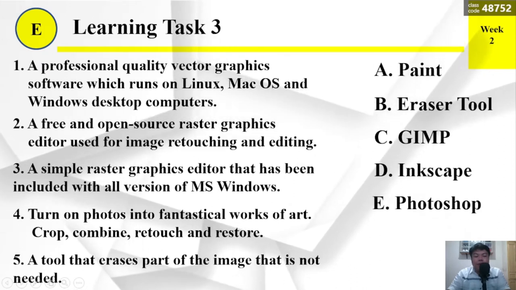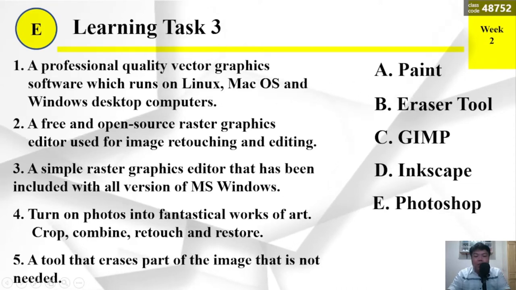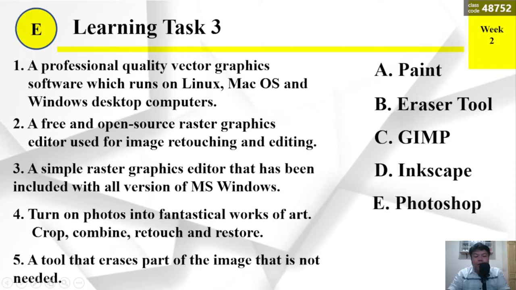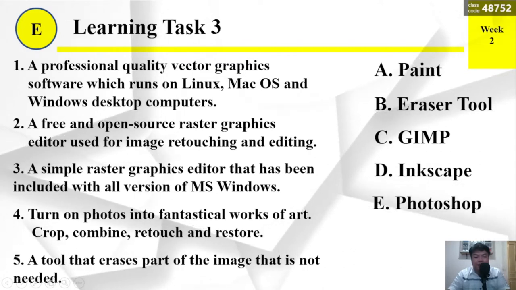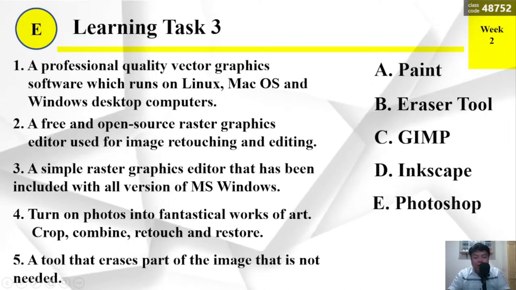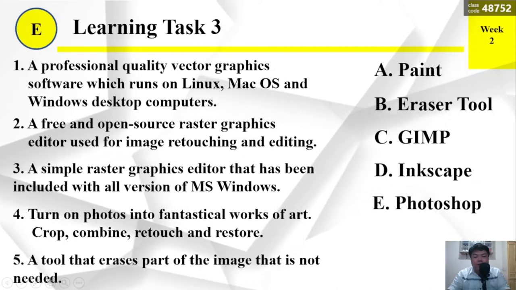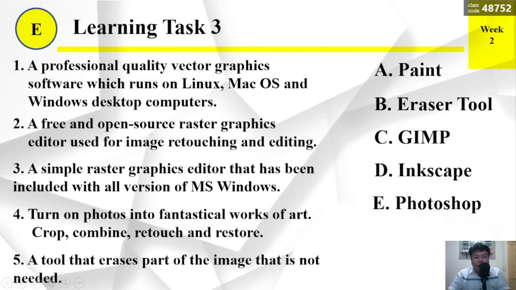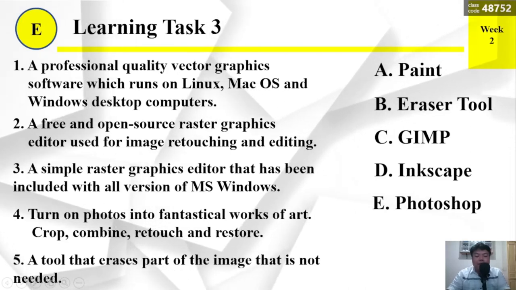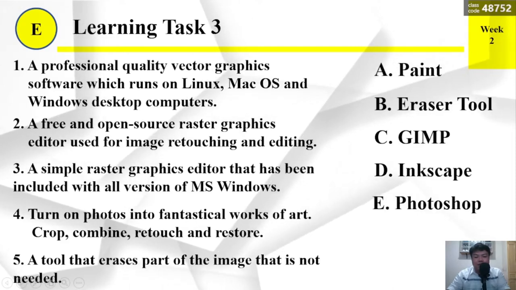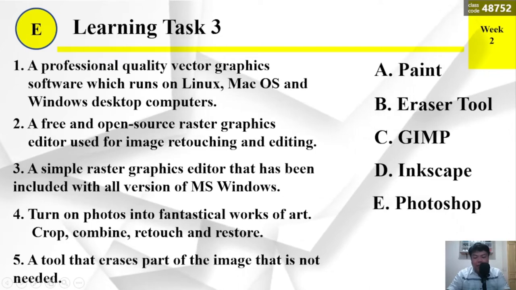Number 1. A professional quality vector graphics software which runs on Linux, Mac OS, and Windows desktop computers. Number 2. A free and open source raster graphics editor used for image retouching and editing. Number 3. A simple raster graphics editor that has been included with all versions of MS Windows. Number 4. Turn on photos into fantastical works of art. Crop, combine, retouch, and restore. Number 5. A tool that erases part of the image that is not needed. The choices are A. Paint, B. Eraser tool, C. GIMP, D. Inkscape, and letter E. Photoshop.